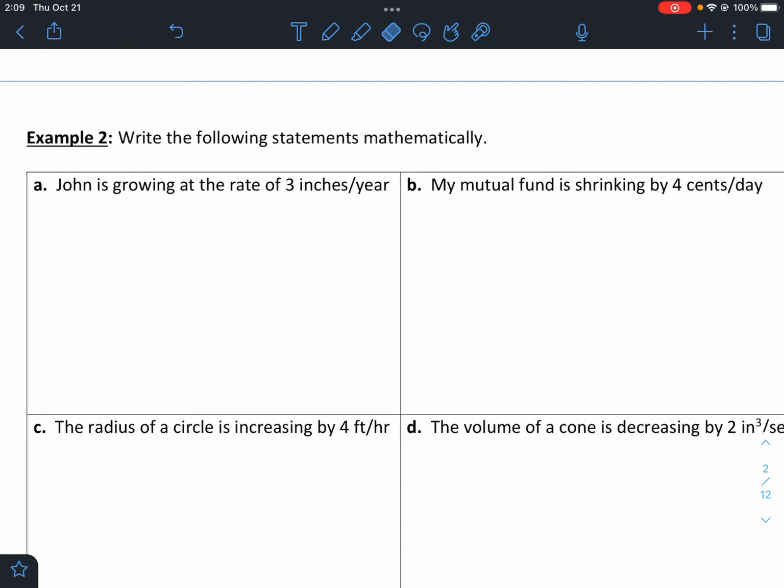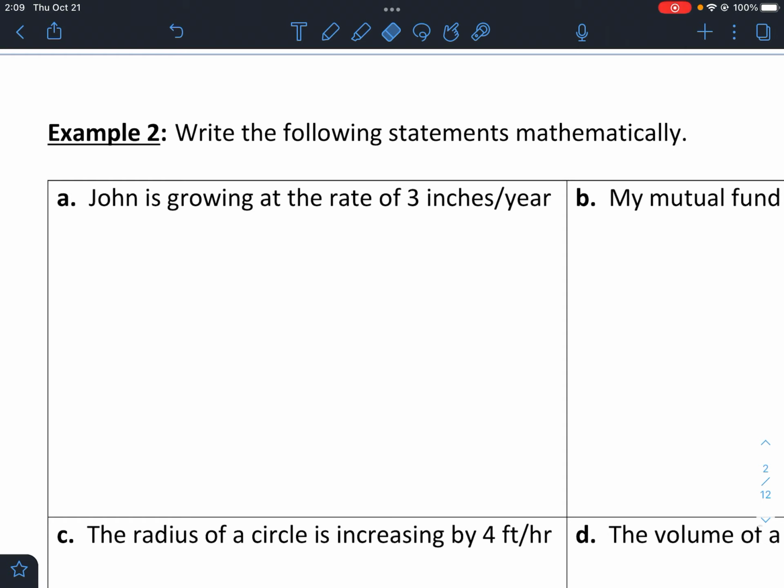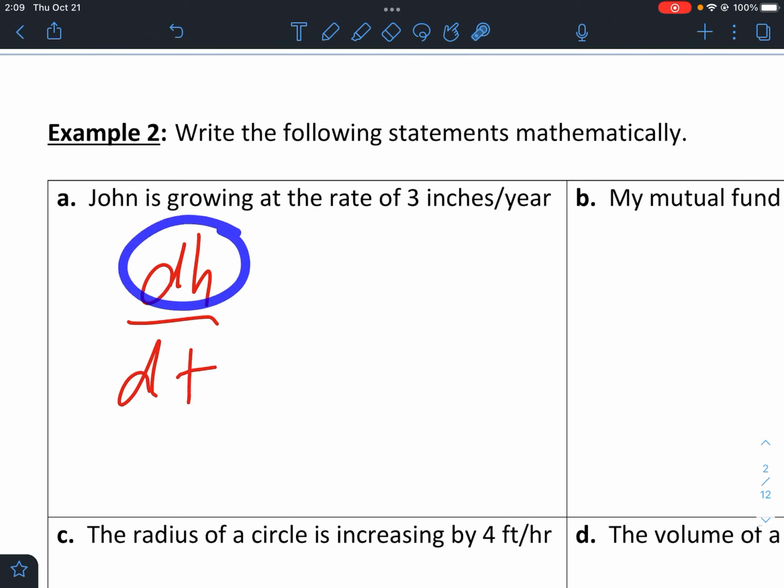Okay, now we're just going to practice writing rates mathematically. So how would I write that John is growing at a rate of 3 inches per year in calculus terms? Well, let's say we want to say John's height is some function h. Then we could say dh/dt. So what does that mean? That height is changing as time is changing is equal to 3 inches per year.